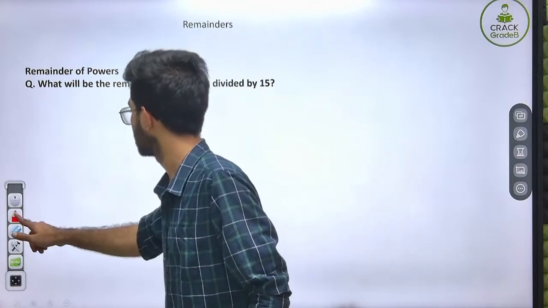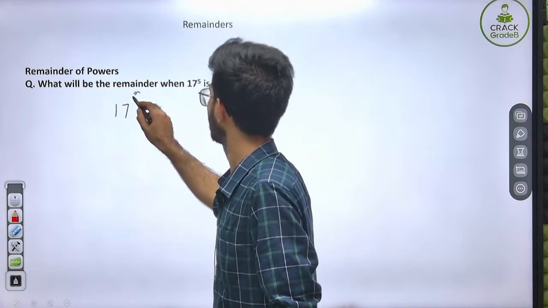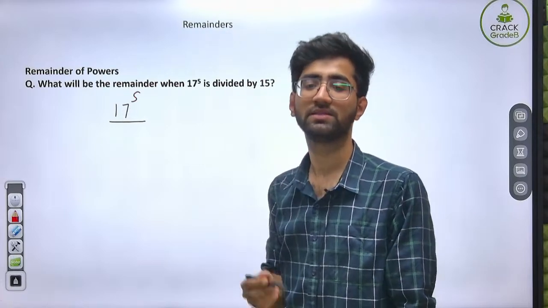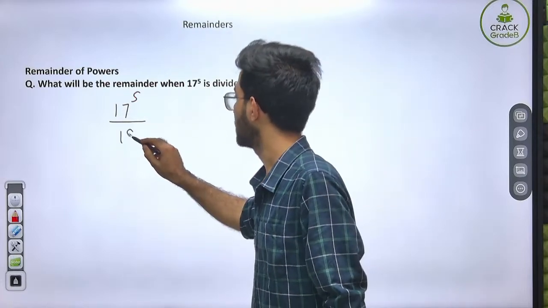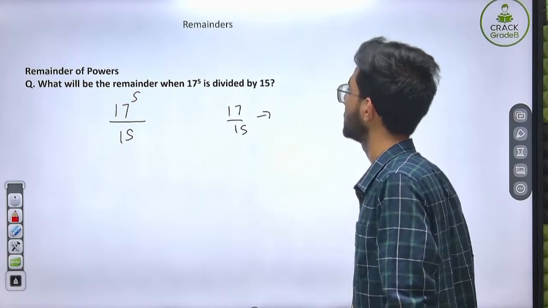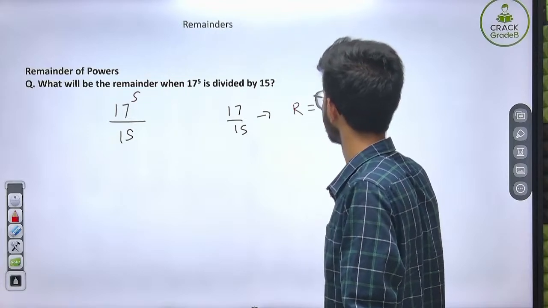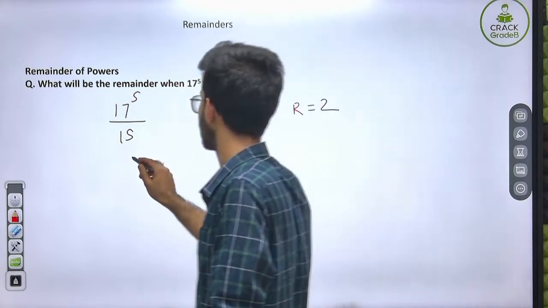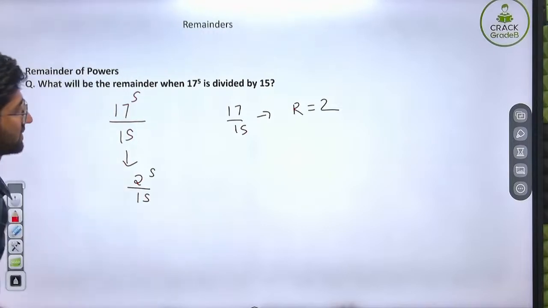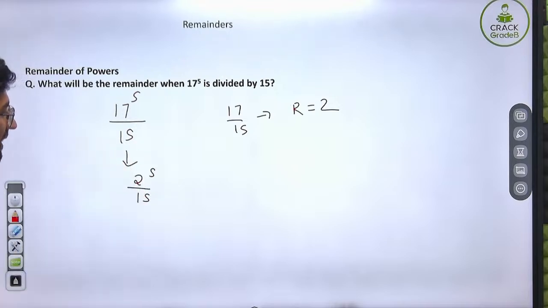But now look at this question. The question says that you have to answer what will be the remainder when 17 to the power 5 is divided by 15. So let us divide 17 by 15. If you divide 17 by 15, you will get remainder that is 2. So you can write this question in this way, 2 to the power 5 by 15.